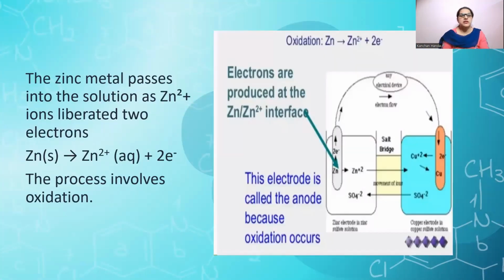In this oxidation electrode, oxidation takes place, so zinc metal passes into the solution as zinc ions, liberating two electrons. Here is the chemical reaction for the same. The process involves oxidation. As oxidation is taking place, this electrode is called the anode.